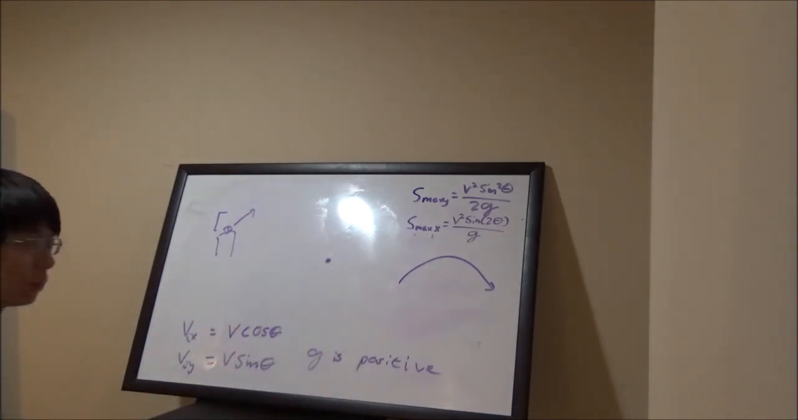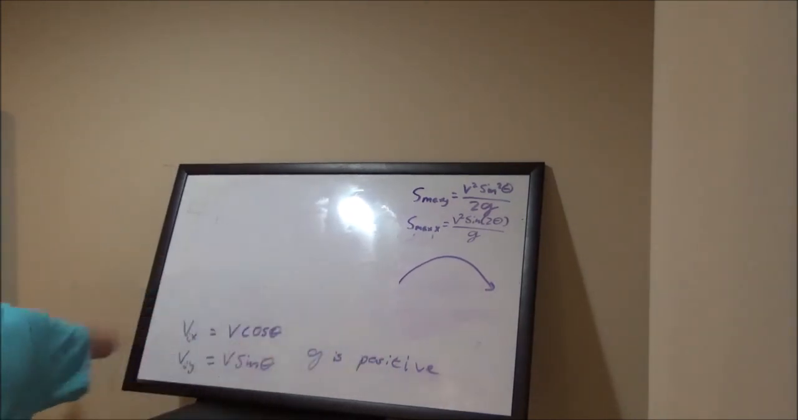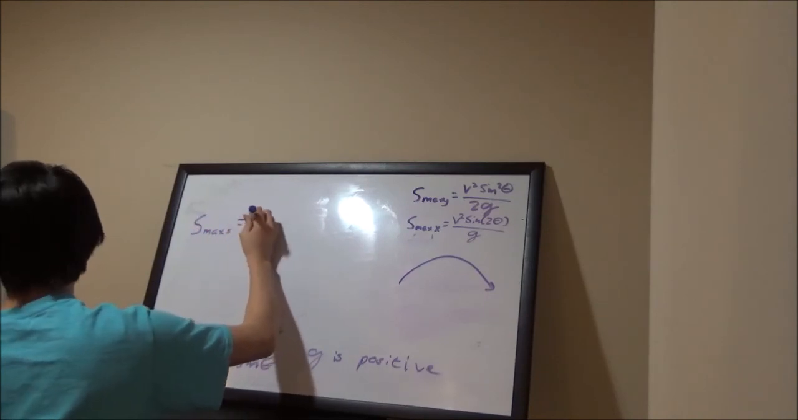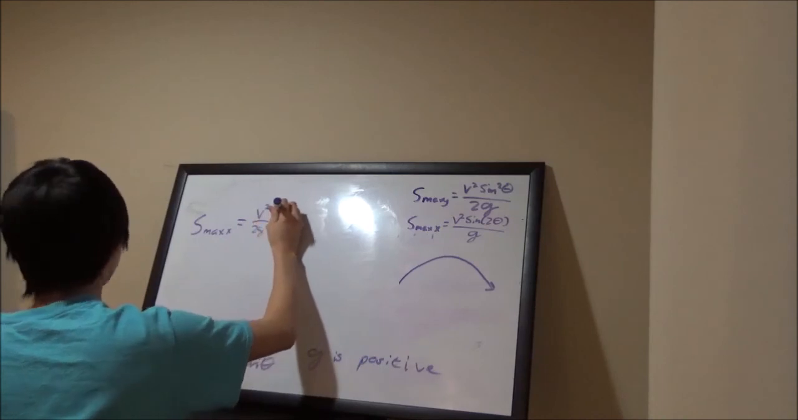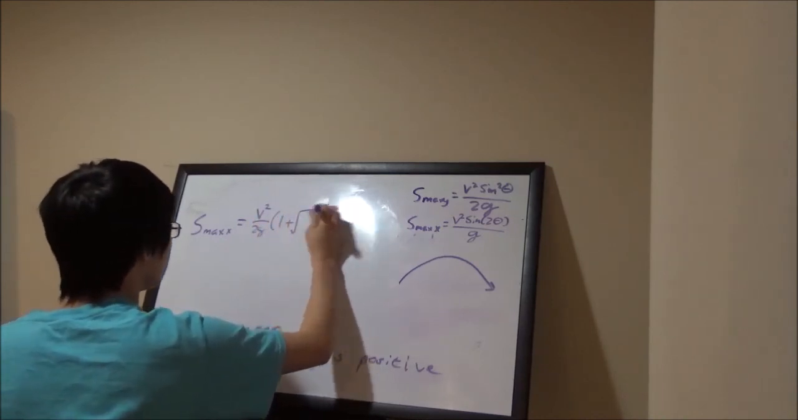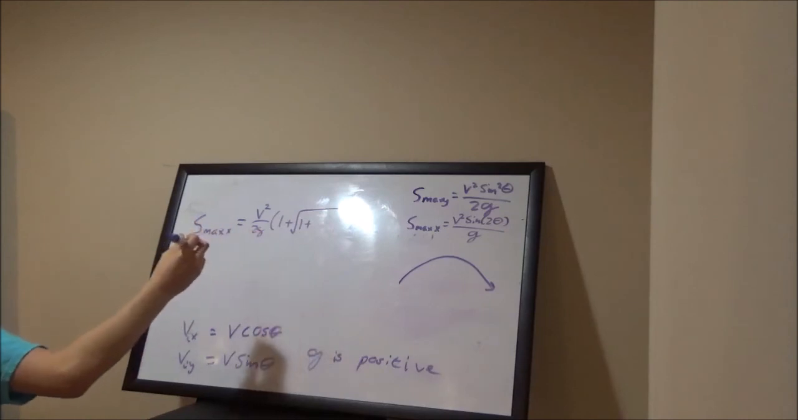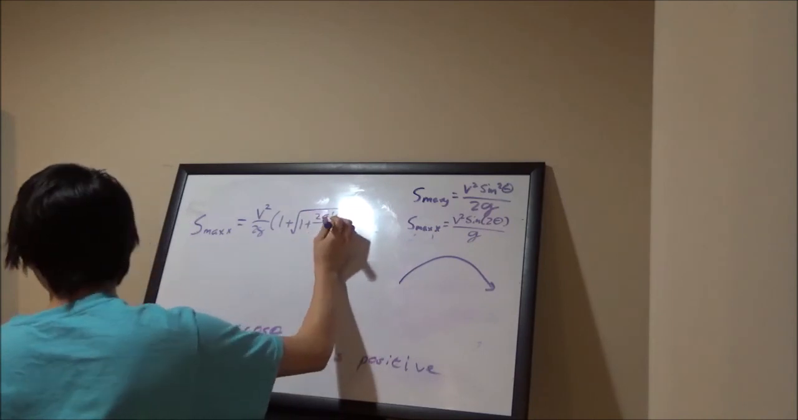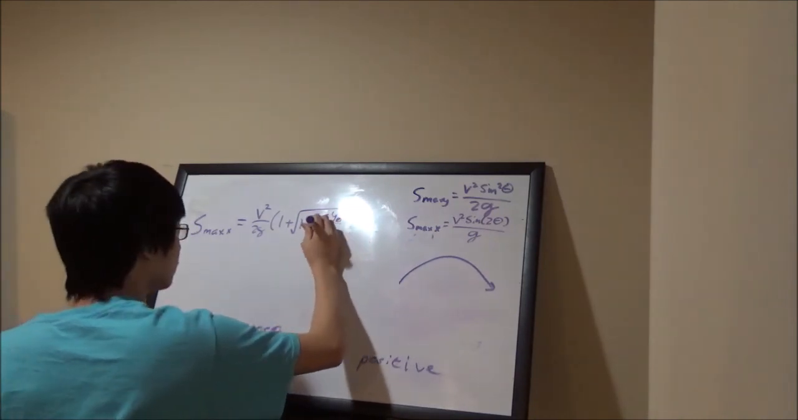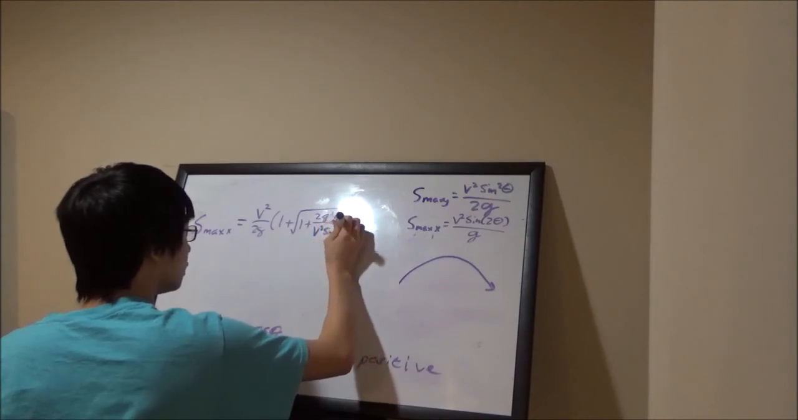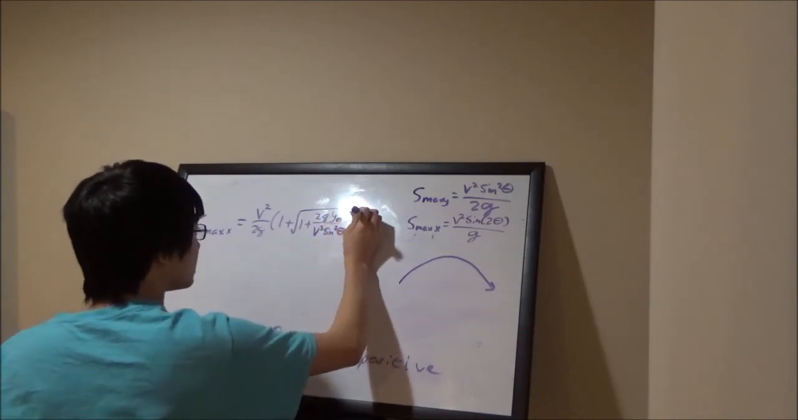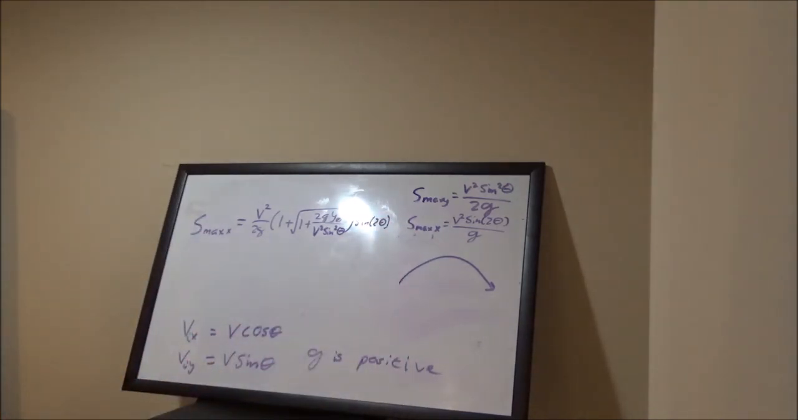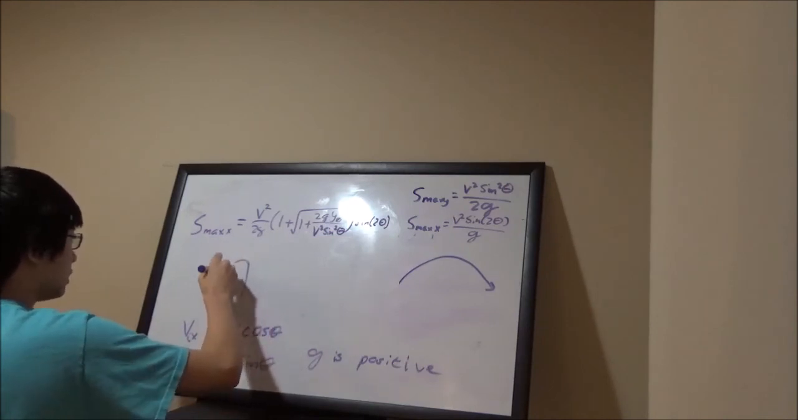This is a formula that you can put onto your formula sheets for the AP test, and it goes s max x is equal to v squared over 2g multiplied by 1 plus the square root of 1 plus, I have a cheat sheet here because this is a hard formula to memorize, 2g y naught divided by v squared sine squared theta, right? And then all of it is multiplied by sine of 2 theta, right? Now you can think where this y naught is its initial starting height. So this is y naught.